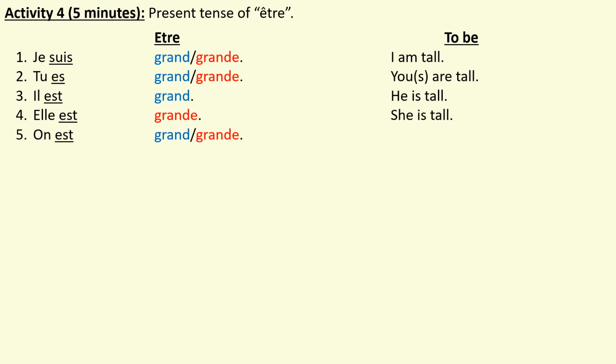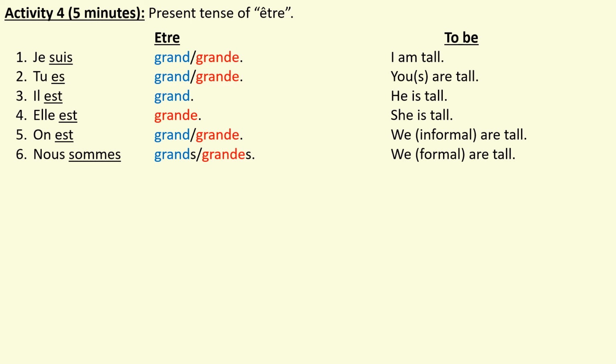On est grand. On est grande. We are tall. Nous sommes grands. Nous sommes grandes. We are tall. Now, even though they both mean the same, please note that with on, sometimes you can put an S at the end of the adjectives, sometimes not. In that case, we're not putting any S because we're considering on as one singular item.